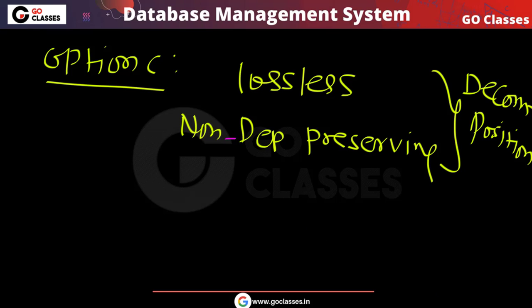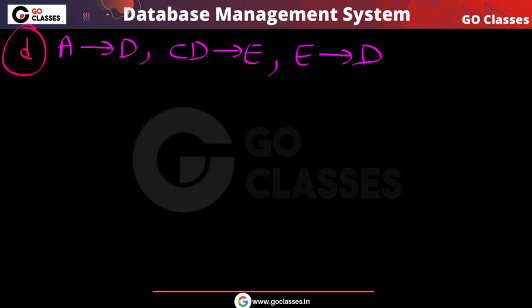Now we will see option D. So this is option D. Now A determines D, CD determines E, E determines D. Again, first we will check whether the decomposition is a dependency preserving decomposition or not.